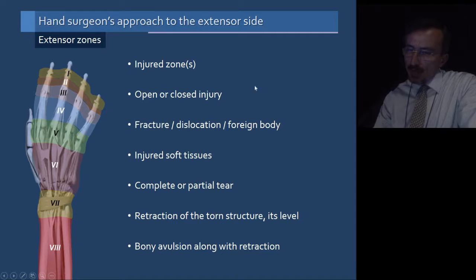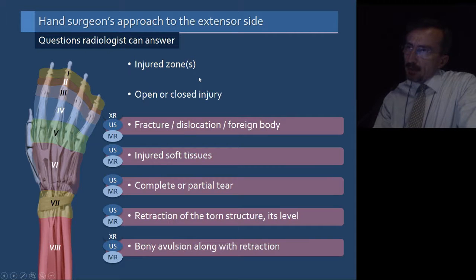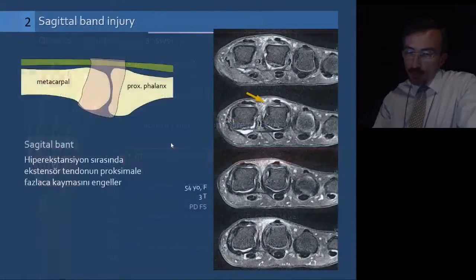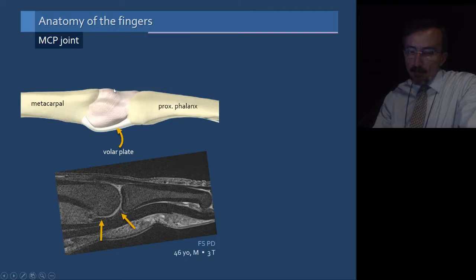And with the extensor side of the hand, we also have these extensor zones. And once again, we are able to tell or help the hand surgeons in many ways. And we once again need to know about the injured soft tissues. So the sagittal band is a structure which actually has some role, as I will show you momentarily, in the hyperextension of the fingers.